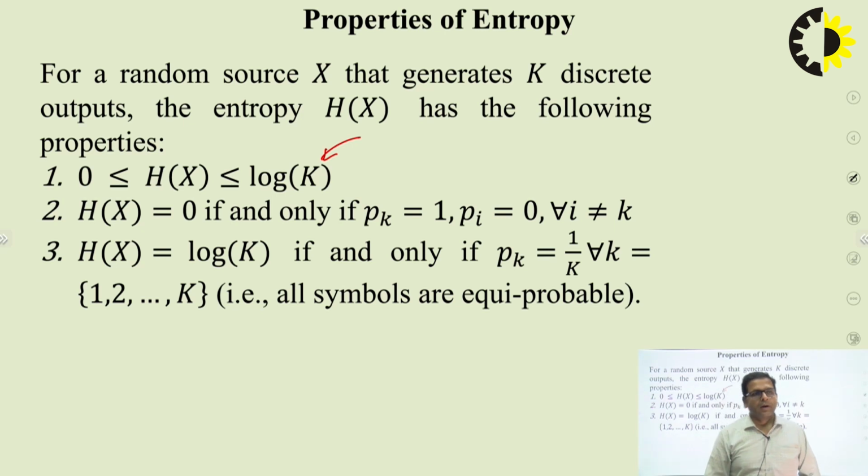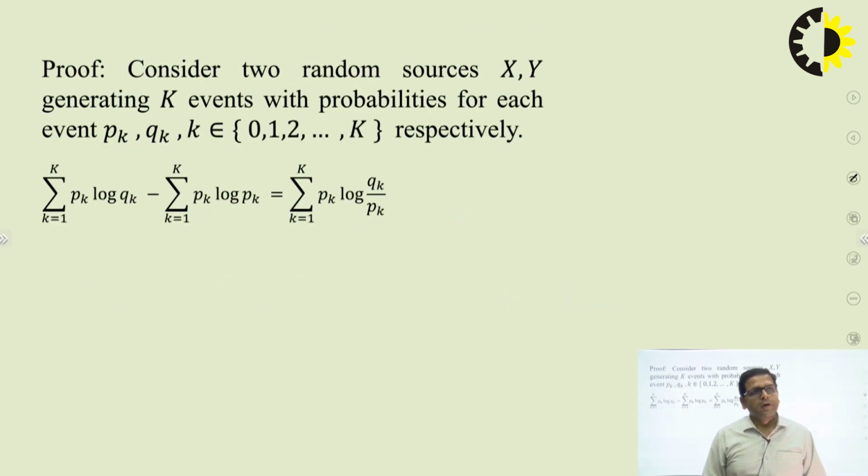not equal to k, and the maximum value of H(X) is log k if and only if the symbols are equiprobable, and in this case the probability of each symbol will be 1 by k. So, we will now see the proof of the first property of entropy. Suppose we have two random sources X and Y which generate k symbols with probabilities pk and qk.